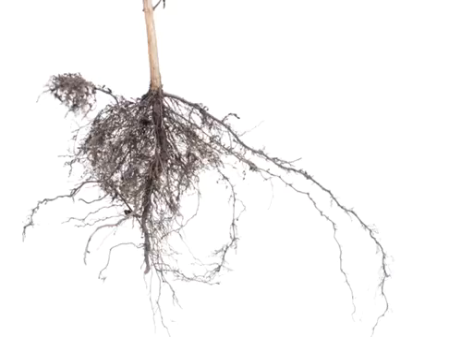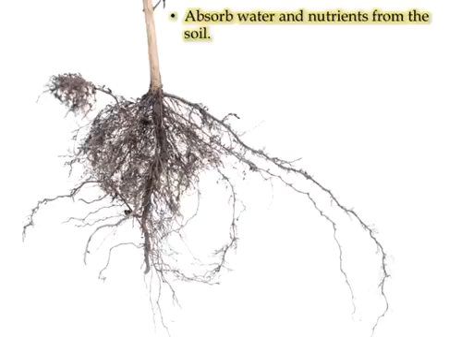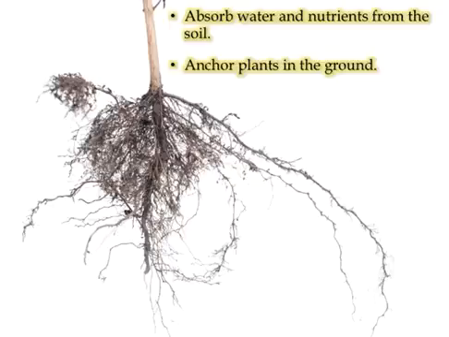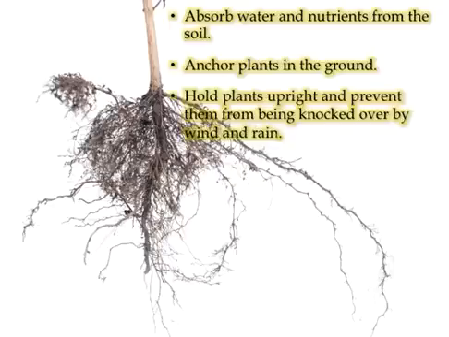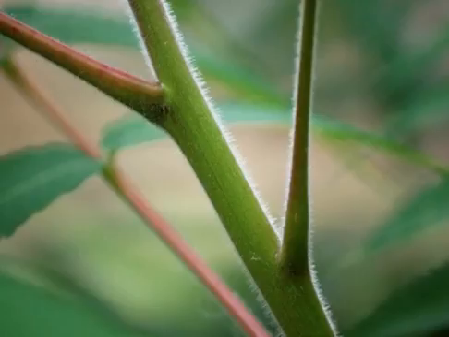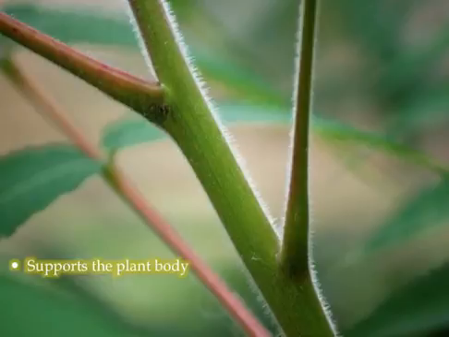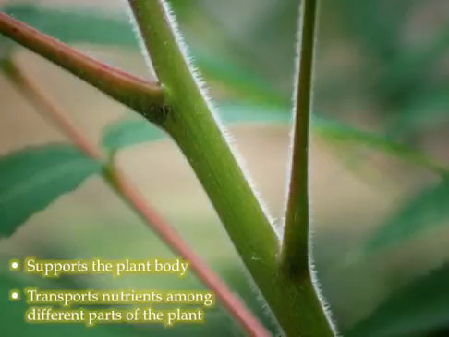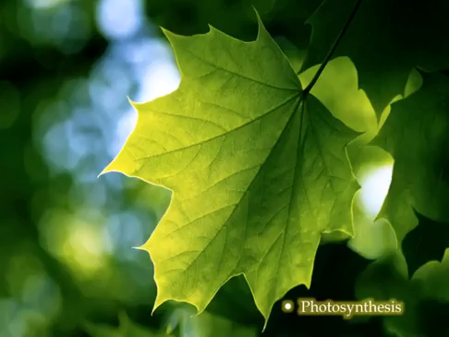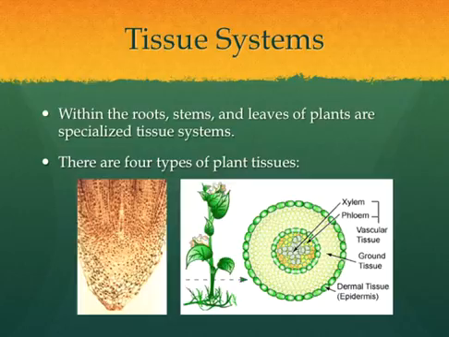Roots perform several important functions. They absorb water and nutrients from the soil, they anchor plants in the ground, and they also hold plants upright and prevent them from being knocked over by wind and rain. The stem supports the plant body and transports nutrients among different parts of the plant. Leaves are the principal organs in which plants carry out photosynthesis.